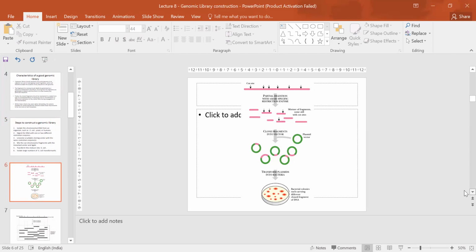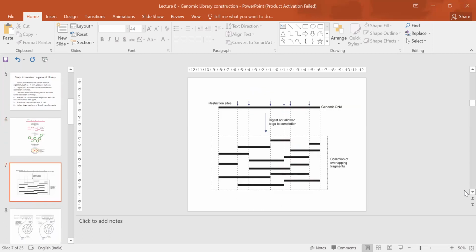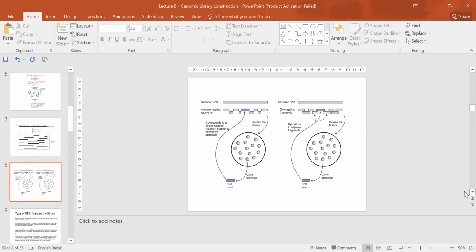So it's a specific way. So we cut with the restriction enzyme. You can see in the image that the entire genomic DNA is being cut through the restriction enzymes. We actually get to see the different fragments of the DNA, consisting of overlapping regions. And finally, we need to find out the non-overlapping fragments. And finally, we need to insert the DNA into a suitable vector. And finally, we need to clone for proper screening.